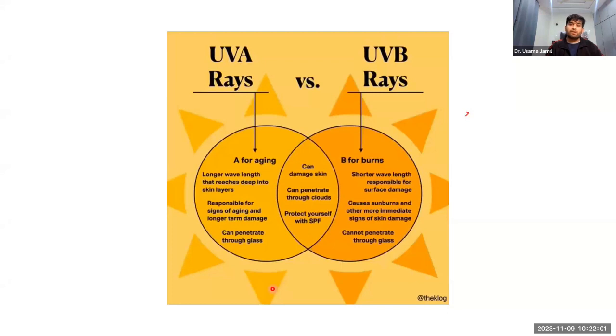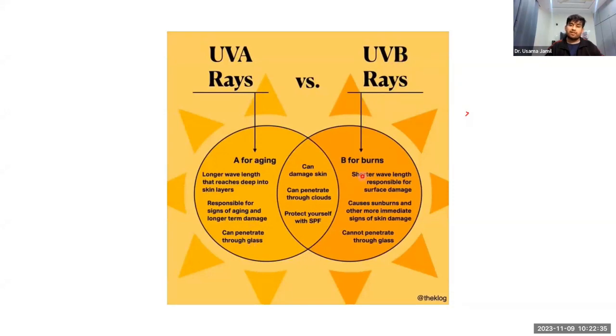So UVA and UVB rays are the main culprits that reach the ground and cause health hazards, other than the benefits they give. UVA rays cause A for aging. UVB rays, to remember it, B for burns. UVA causes aging: longer wavelengths that reach deep into the skin layers, responsible for signs of aging and longer term damage, and can penetrate through glass as well.